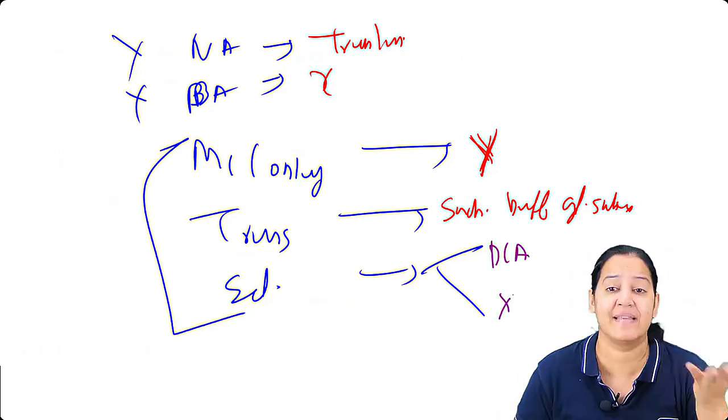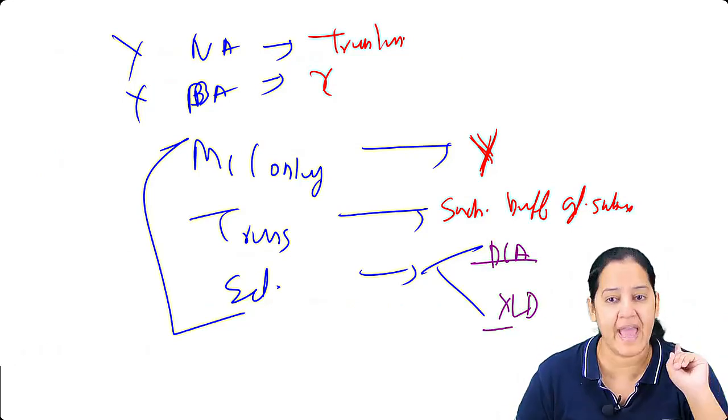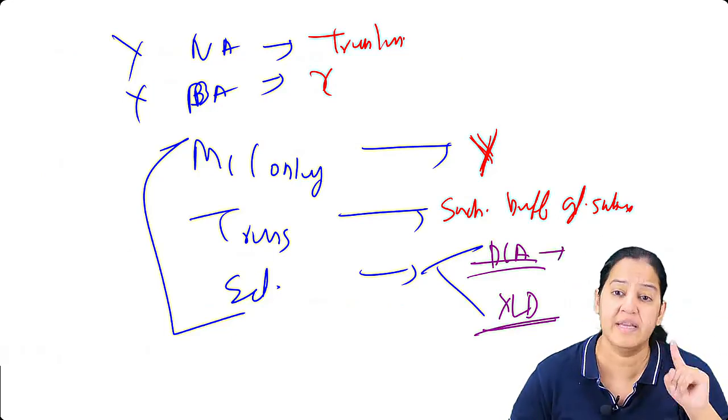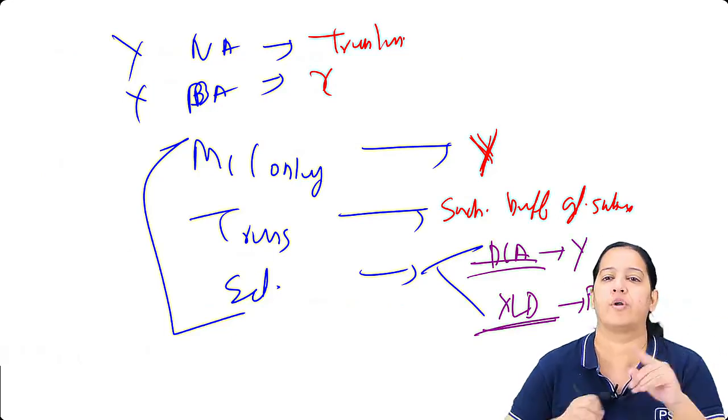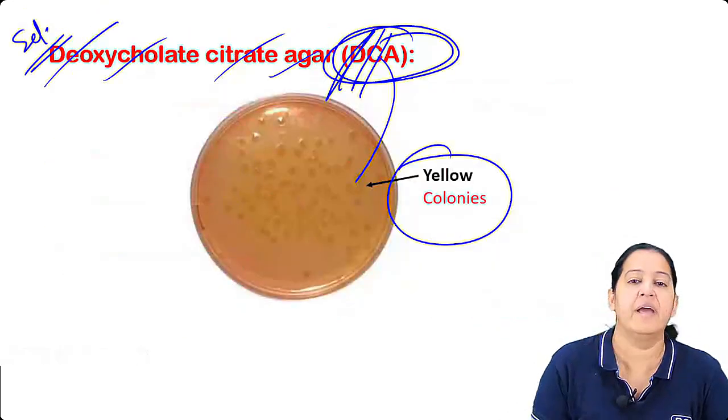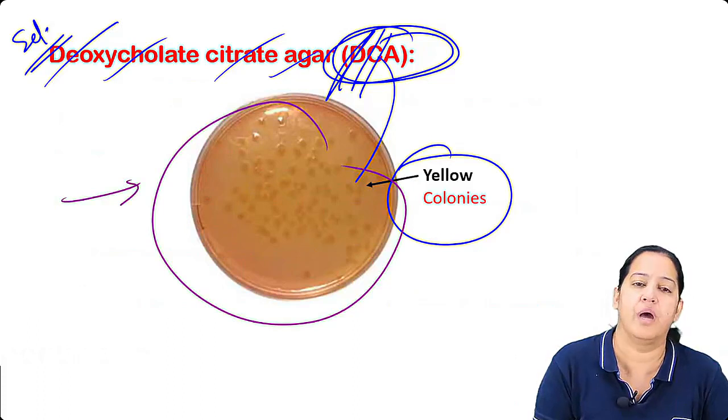DCA, XLD. Say it once. DCA, XLD. Learn the full form if you can, otherwise it's okay. DCA yellow colony, XLD red colony. Learn the color of the colonies. So if an image based question comes, you can identify. Imagine this image coming to you. They will give you the clue.